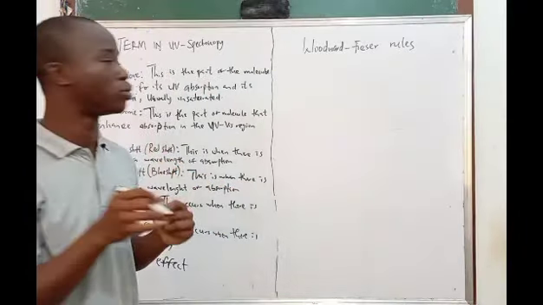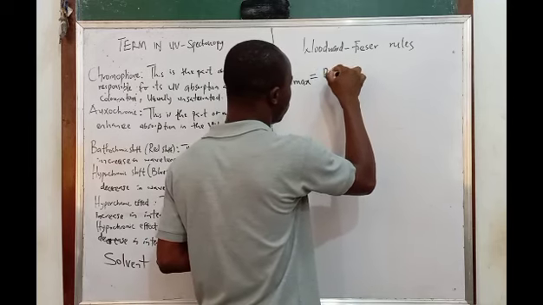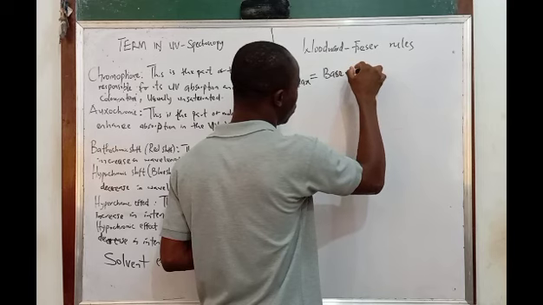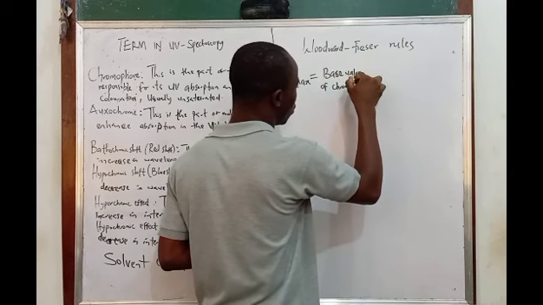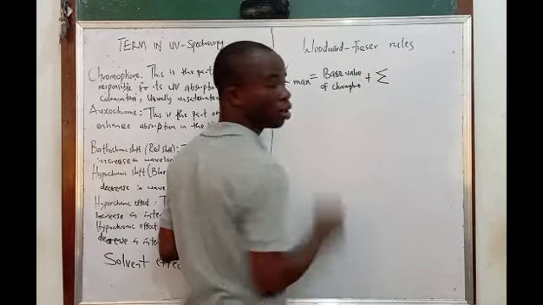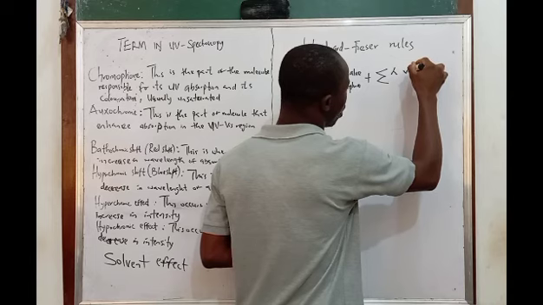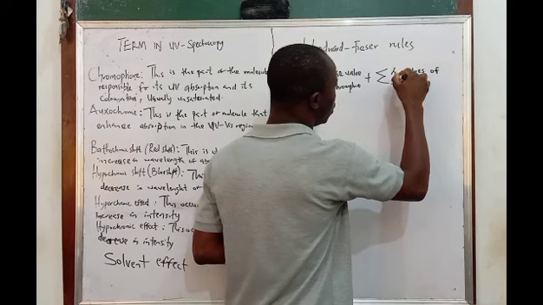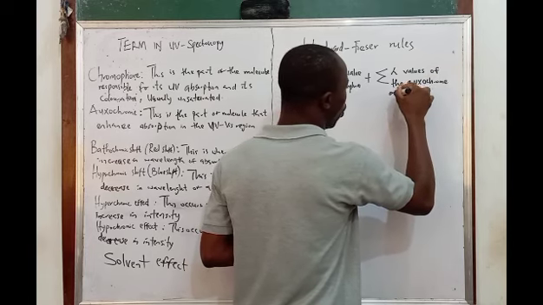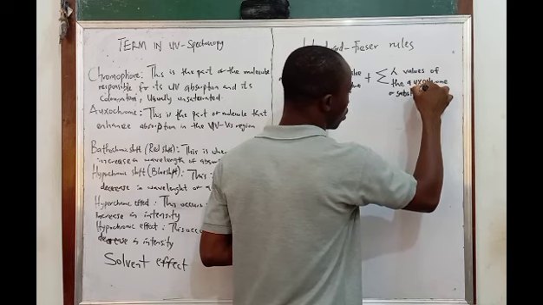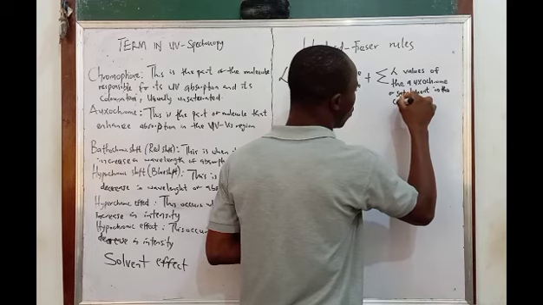And generally, by Woodward Fieser's rule, the maximum absorption wavelength of any compound is always equal to the base value of the chromophore in the compound, plus the summation, this symbol implies summation, of all the lambda values of the oxochromes or substituents in the compound.